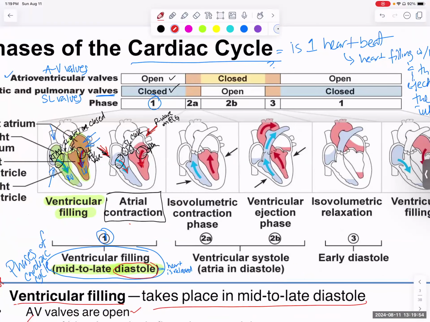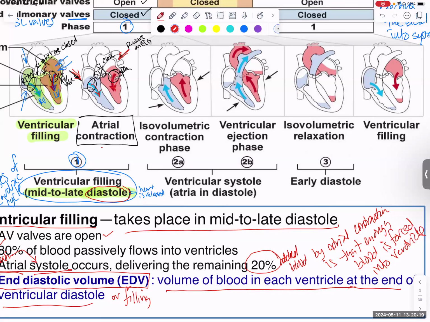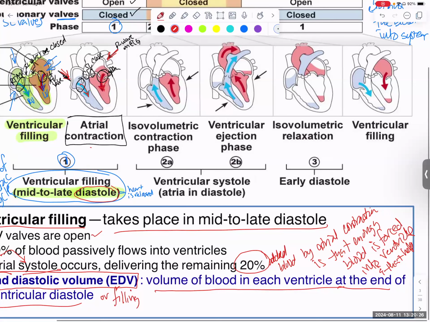So what happens with this 20% added blood by atrial contraction is that enough blood is forced into the ventricle, and that helps increase pressure in the ventricle above atrial pressure. So write down above atrial pressure. What does that mean?